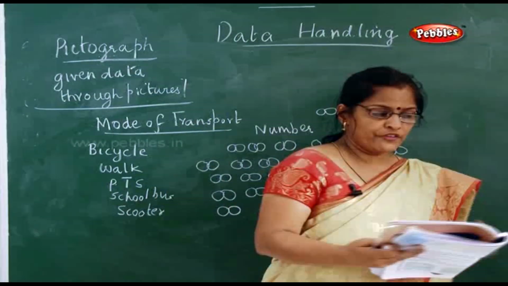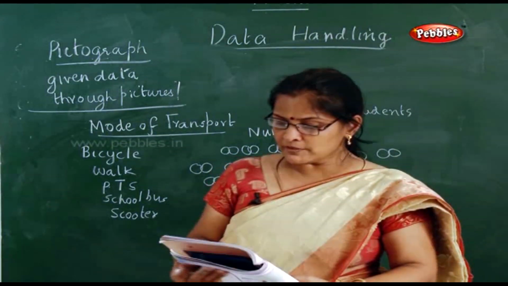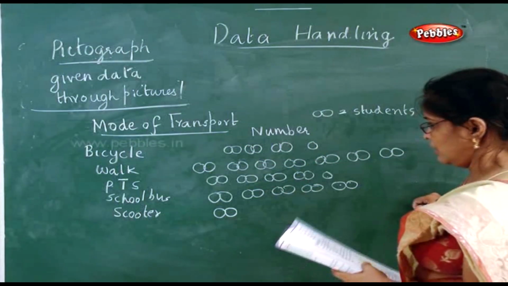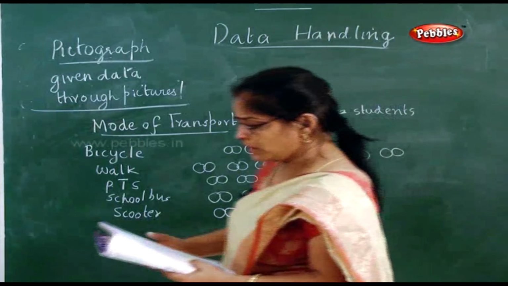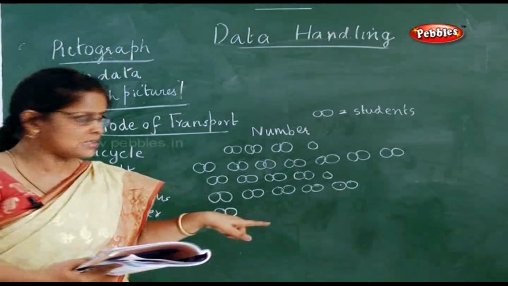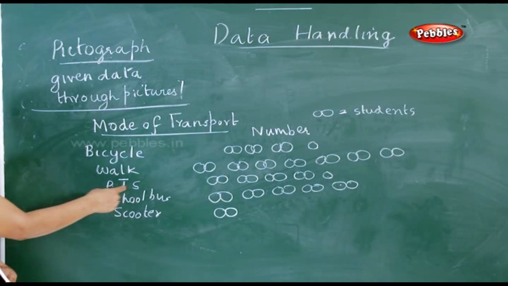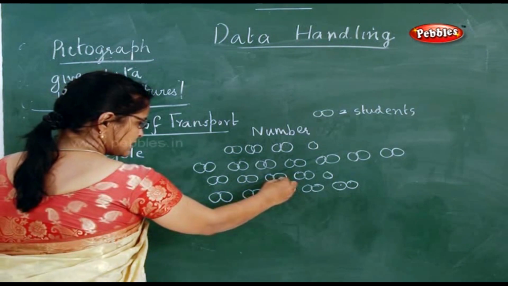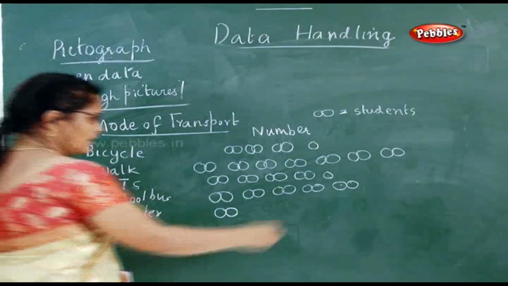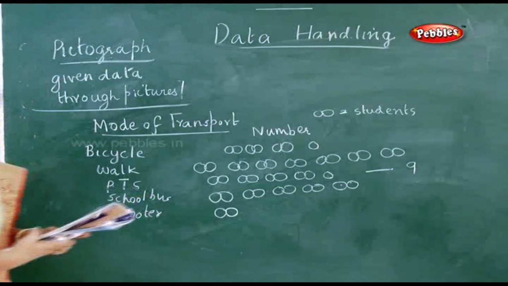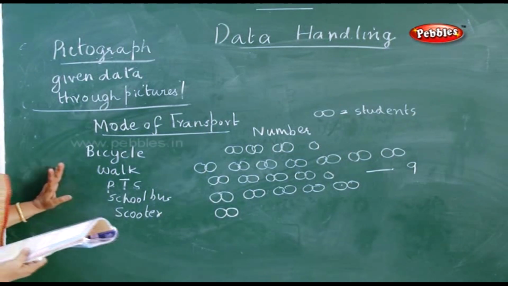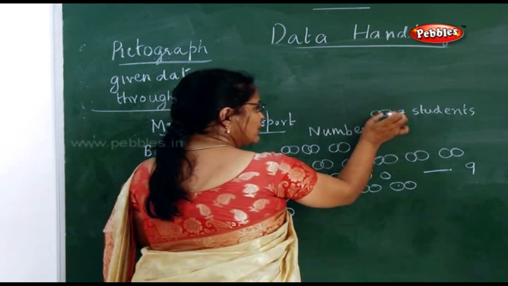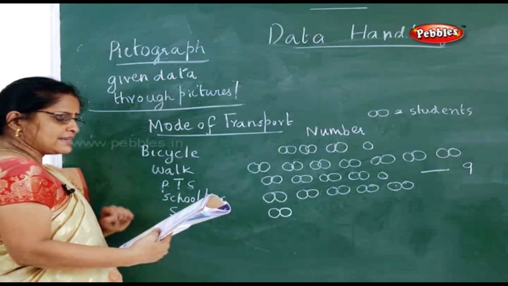Now, in that, what is the first question they've asked? The number of students who commute by PTS, that is the public transport system. Now, tell me, how many are there? See, 2, 4, 6, 8. How many? It is 9. So 9 students commuted by the public transport system. I told you this represents 2 students.